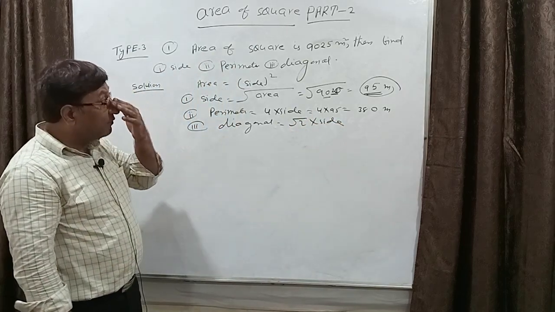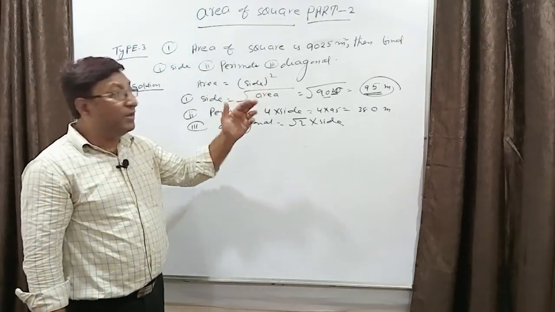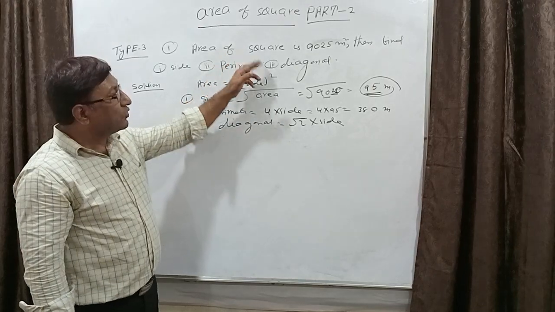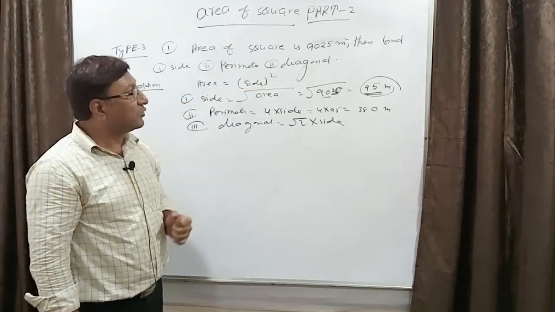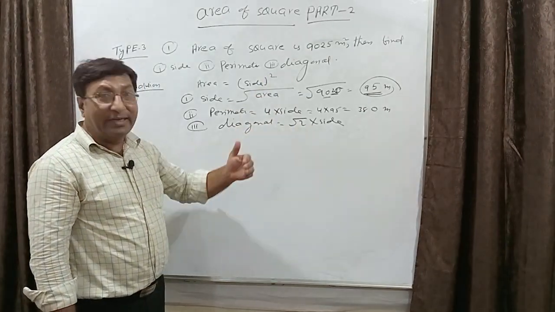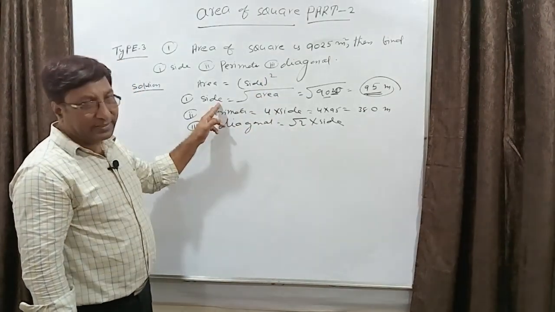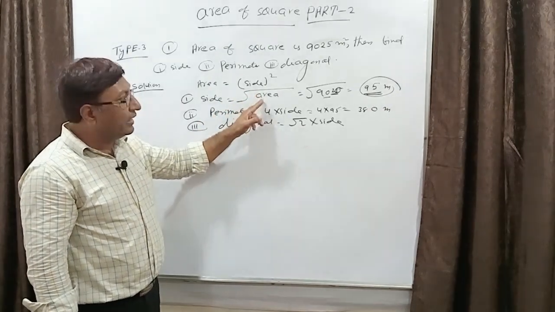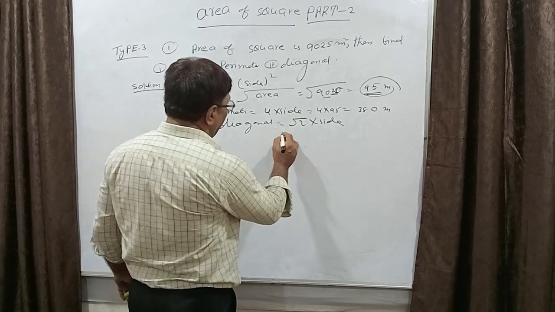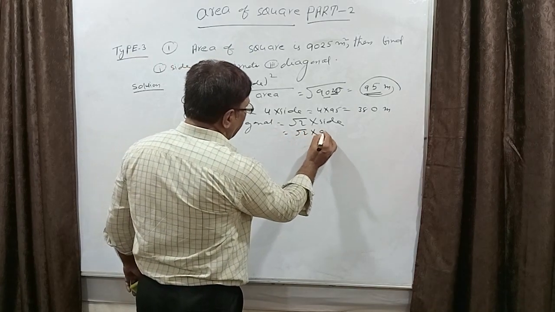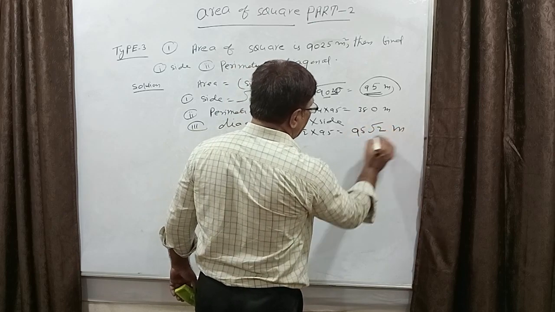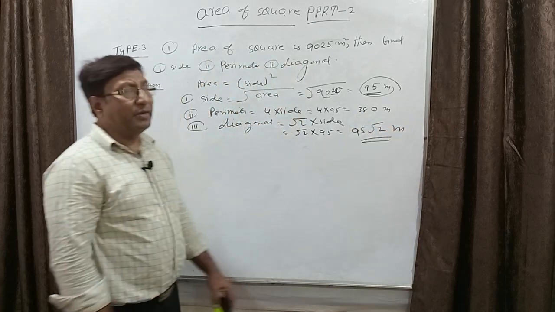In an interview or exam, not all three parts will be asked, simply one, either this part or this part. Suppose my question is: area of a square is 9025 meter square, then find the diagonal. The diagonal is root 2 into side, so we need the side. First you find the side. Side is the square root of area, that is the square root of 9025, which is 95. Now we have the side, so just apply the formula, root 2 into 95. So our correct answer is 95 root 2 meter.